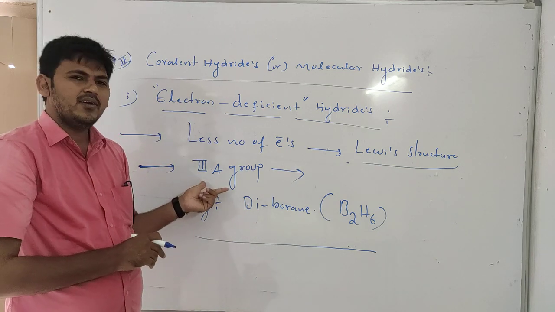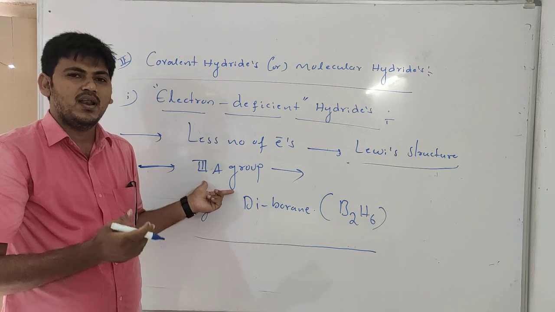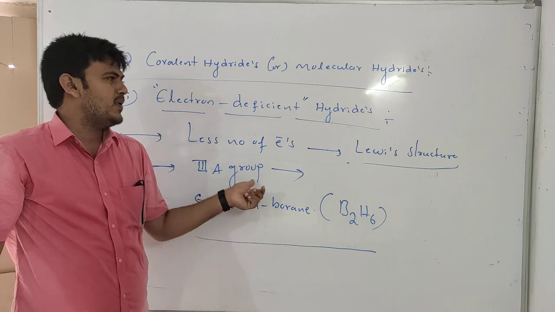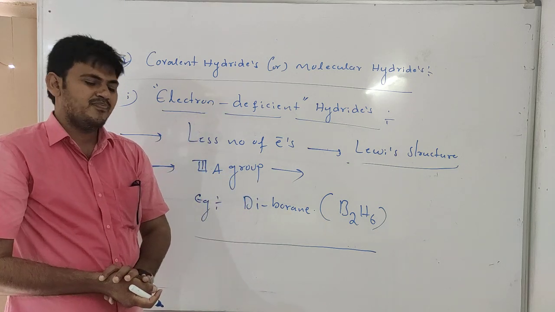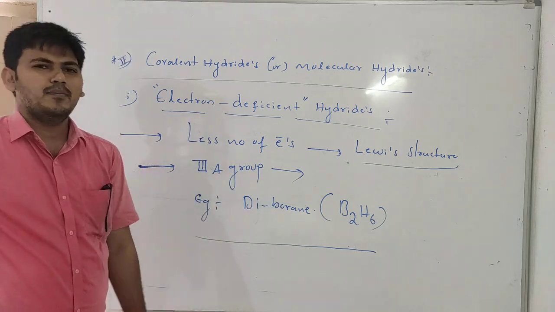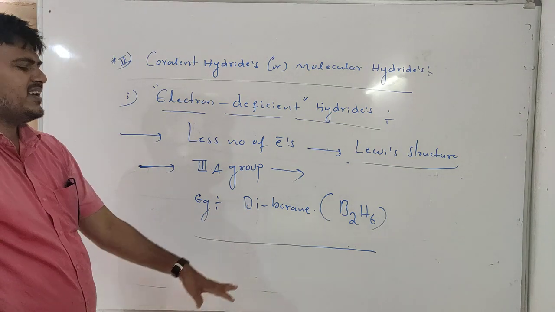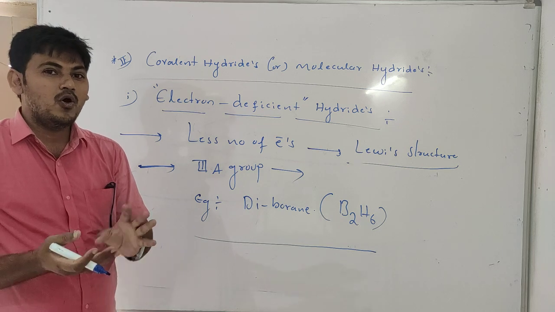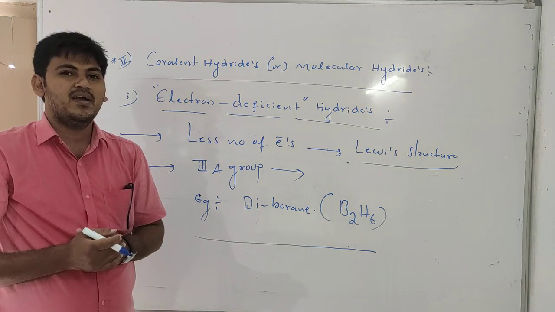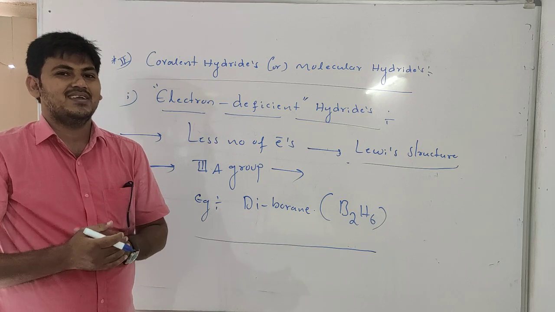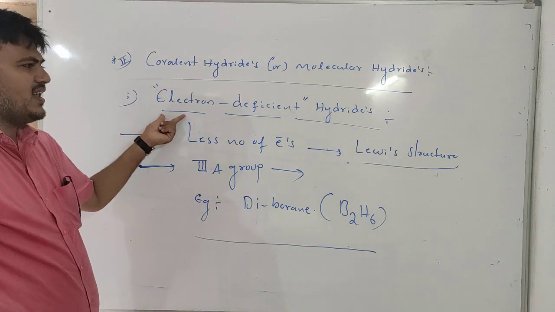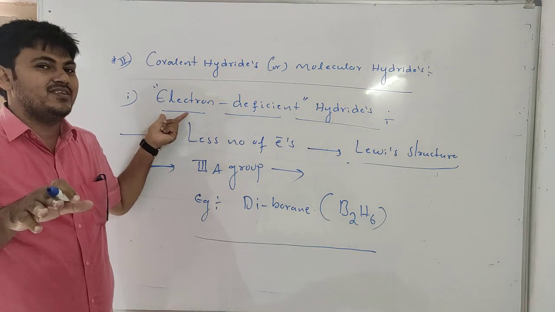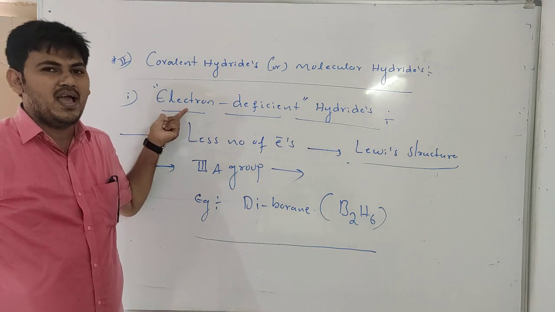Most of the third A group elements, like boron, aluminum, gallium, indium, thallium, form electron deficient hydrides. Example: diborane, formula B2H6. These electron deficient hydrides act as lone pair acceptors, that means Lewis acids.